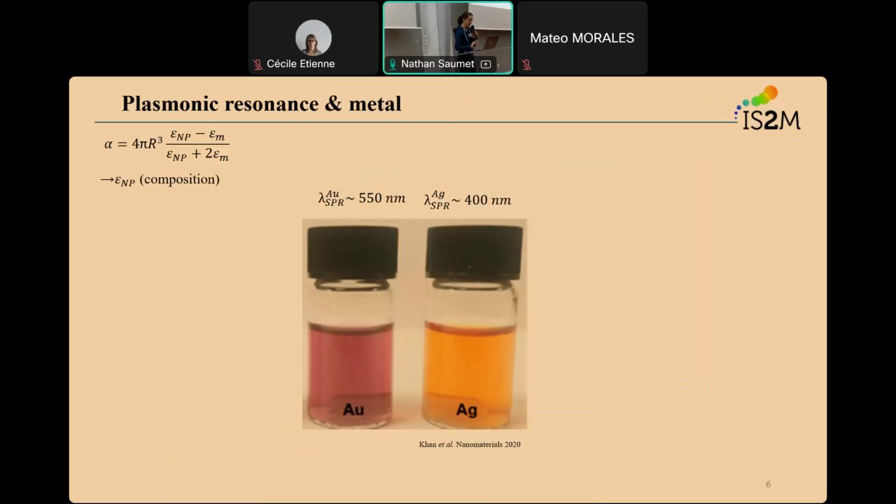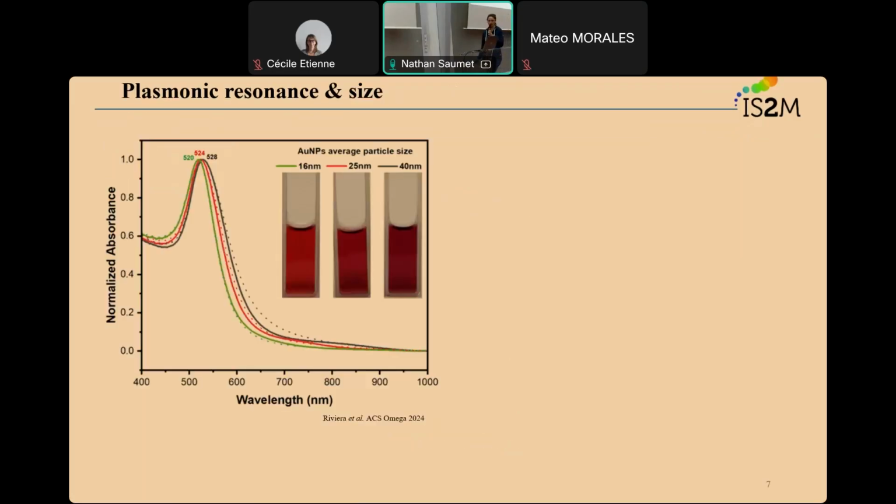So now I will focus on the plasmonic resonance. Of course, the plasmonic resonance will vary with the metal that is used in the nanoparticle composition. Here we have an example of two colloidal suspensions of particles. It's like the same particle: a sphere of 30 nanometers, but here it's a gold sphere, and here it's a sphere made from silver. So their colors are different. Here it's red, here it's orange, meaning that their plasmonic resonance is different as well. So we can tune the plasmonic resonance with the metal inside the nanoparticles.